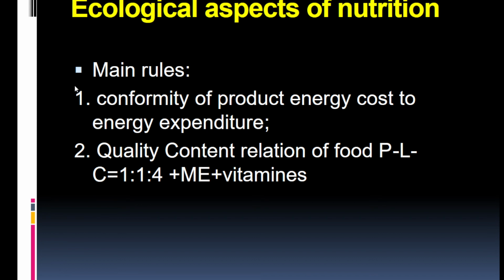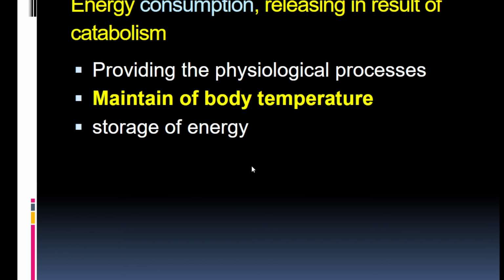And that's why, due to the negative influence on the digestive system as the gate of our organism for pollutants, we have some ecological aspects of nutrition. I remind you of the main rules for our rational nutrition. First, conformity of product energy cost to energy expenditure. Second, the quality content relation of food between proteins, lipids, and carbohydrates, plus microelements and vitamins. And energy released as a result of catabolism can be used to provide physiological processes, for example, contraction of muscles, of the heart, to maintain body temperature and storage of energy.